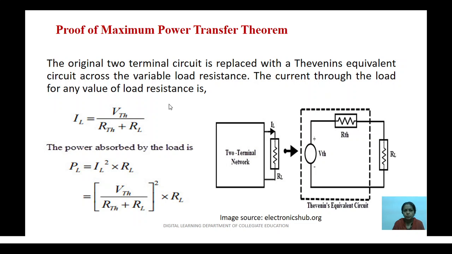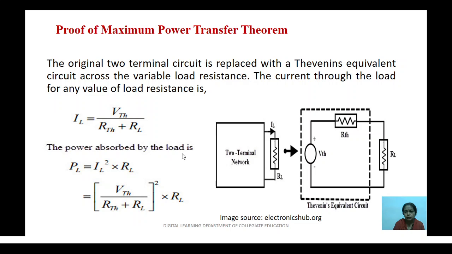The current through the load for any value of load resistance is, in this Thevenized equivalent circuit, the load current IL, given by the voltage, that is the EMF of the battery, divided by the total resistance. As these two are in series, total resistance is RTH plus RL. So the load current is equal to VTH divided by RTH plus RL, EMF divided by the total resistance.